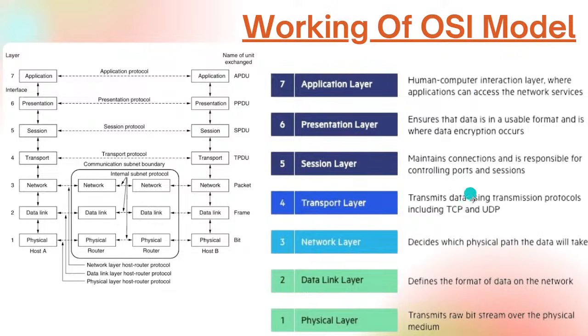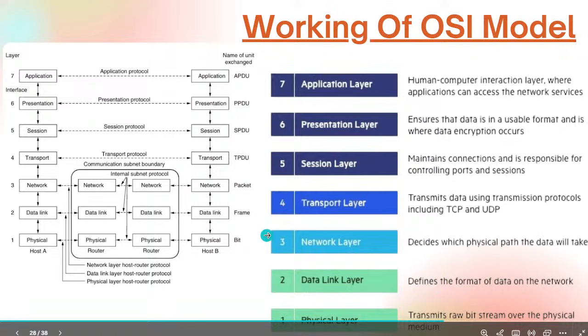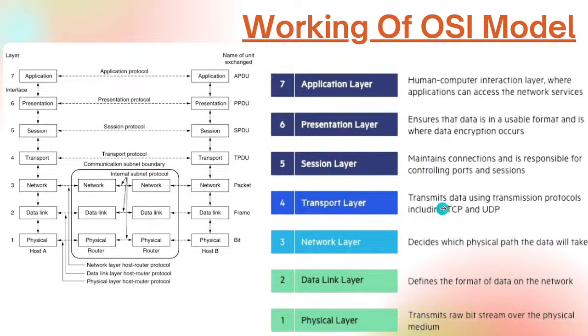Here, whatever we have discussed throughout today's lecture, all the content I have extracted here. Okay, physical layer means raw bits of data. It defines the format of data on the network. It defines the physical path that data will take. It transmits the information, it maintains the connection, it encrypts the data, and finally the human interaction happens on this portion. Okay, so go through this portion and tell me if there is any doubt.